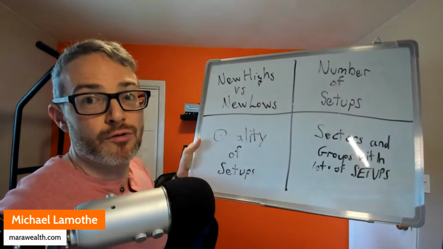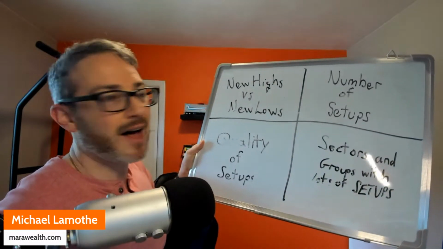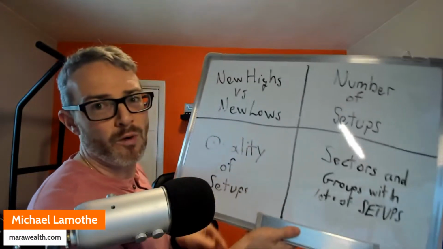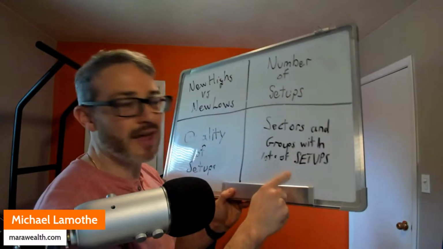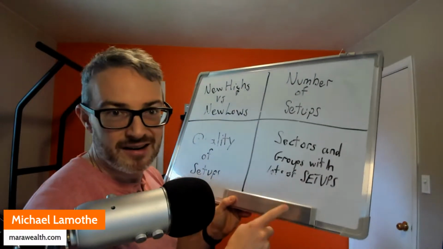Sectors and groups with lots of setups. So why is this important? How is that going to help us? The way that knowing the sectors and groups can help us is because when there's a lot of stocks from the same sector and from the same group all setting up at the same time, it tends to lead to group moves.